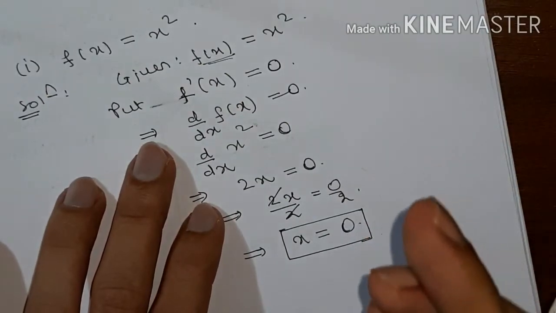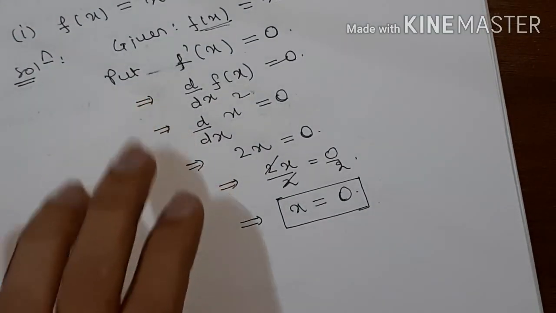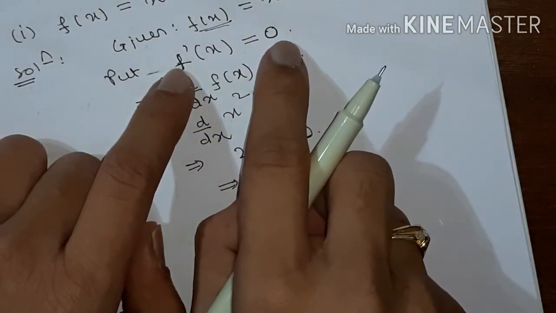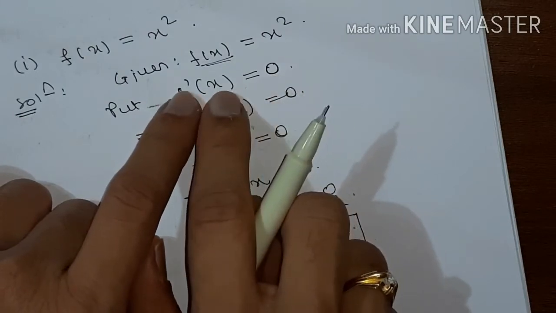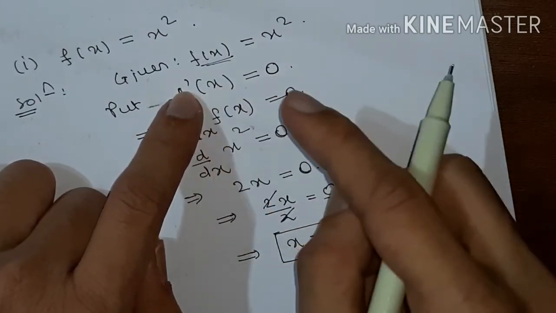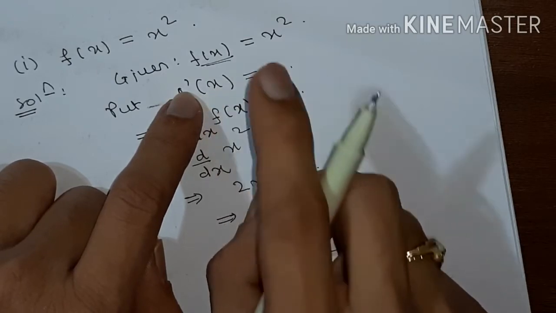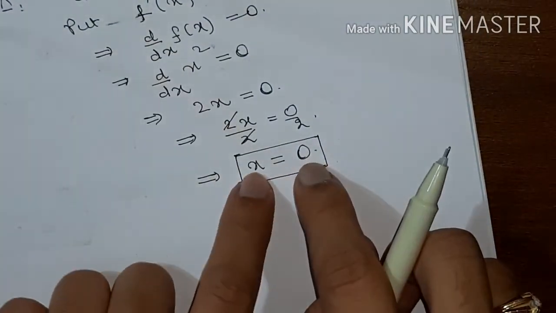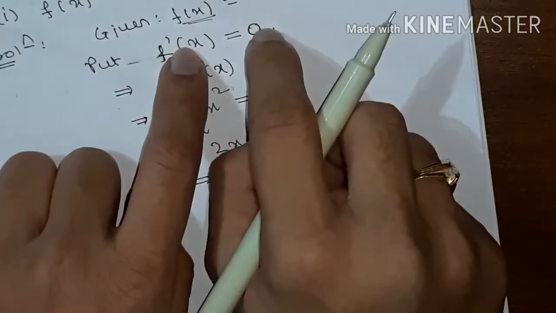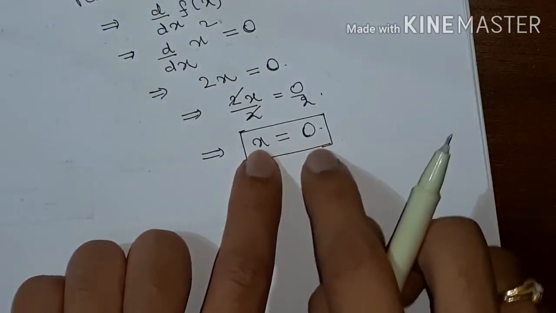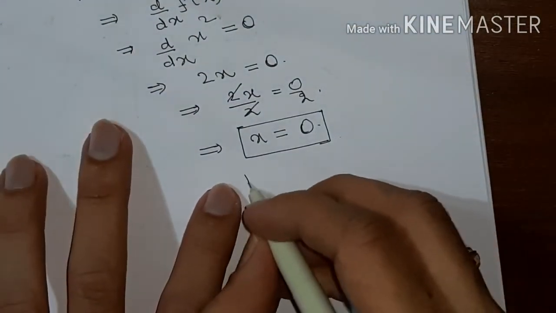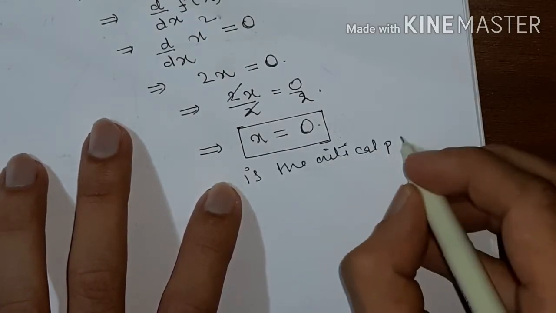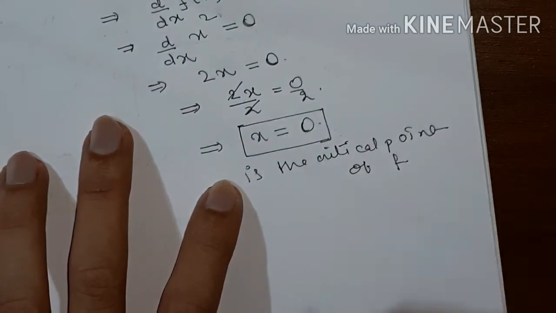Now I have explained in the previous video on the topic maxima and minima, that if you get f prime of x equal to 0 at any point c, then that point c is called the critical point. So here at x equal to 0, you get f prime of x equal to 0, right? That means this is the critical point of f.